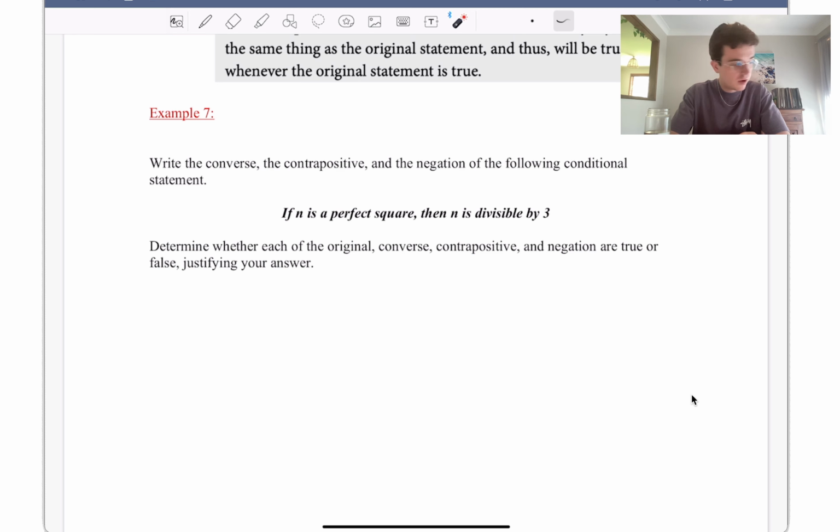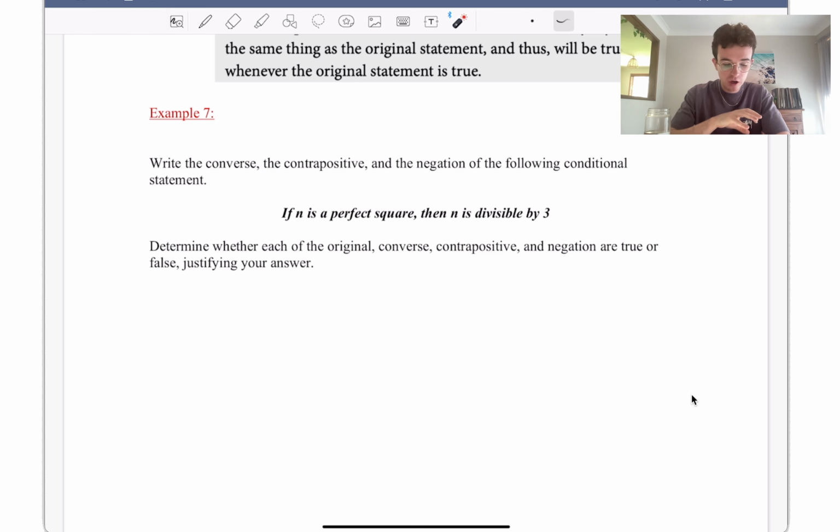So let's first of all talk about whether the original statement is true or false. If n is a perfect square, then n is divisible by 3. That is definitely a false statement because it's saying that all perfect squares are divisible by 3. 16 is a perfect square and it's not divisible by 3, so it's a false statement.